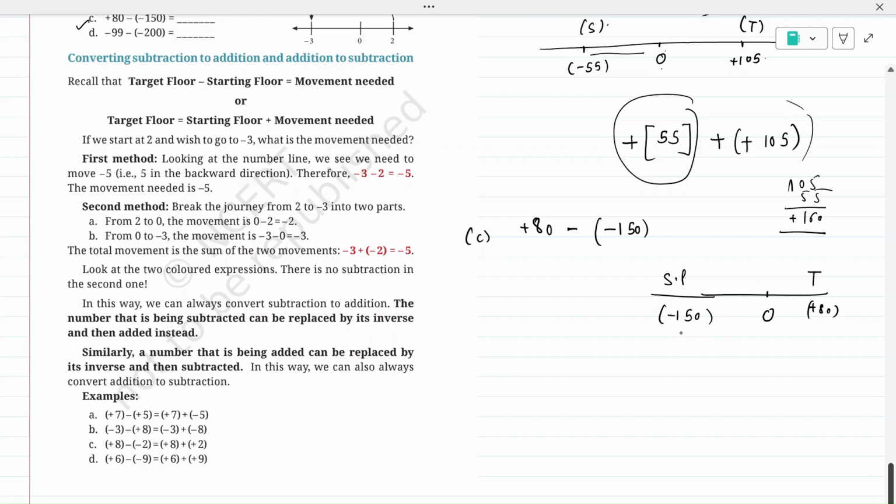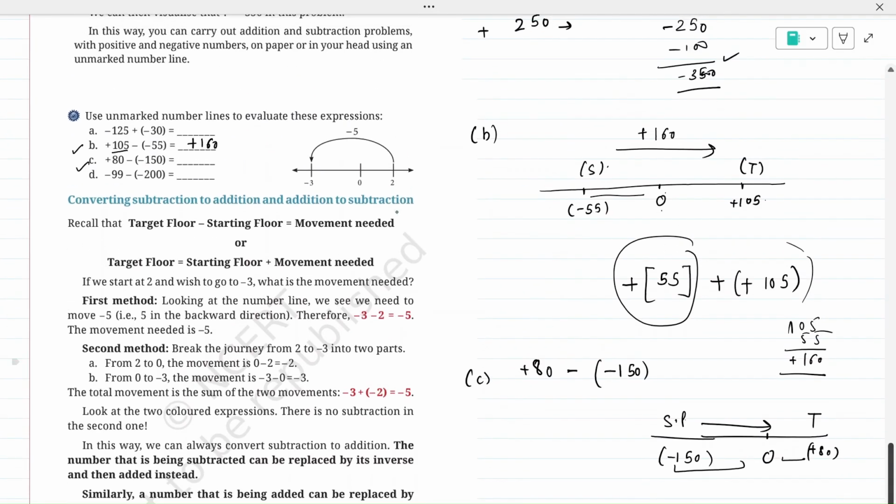From minus 150 to 0 means I have to go in this direction. It will be positive, so this distance is plus 150, and from here again plus 80. This is plus 230. So that means we have to take 230 positive steps to reach the target, that is 80 here. So this is simple, kids. Just remember this formula and we can always put the values in and get these numbers.